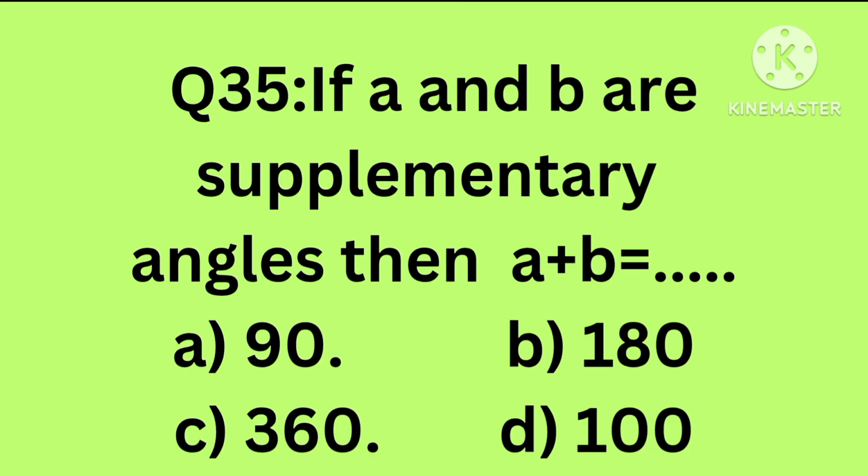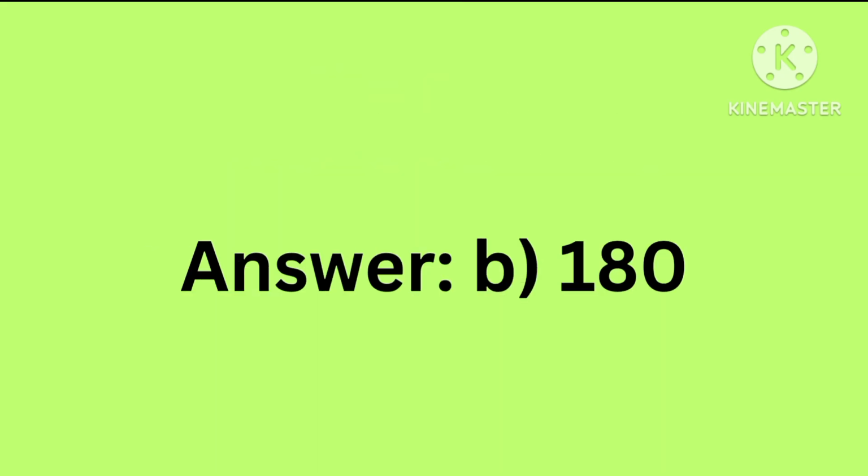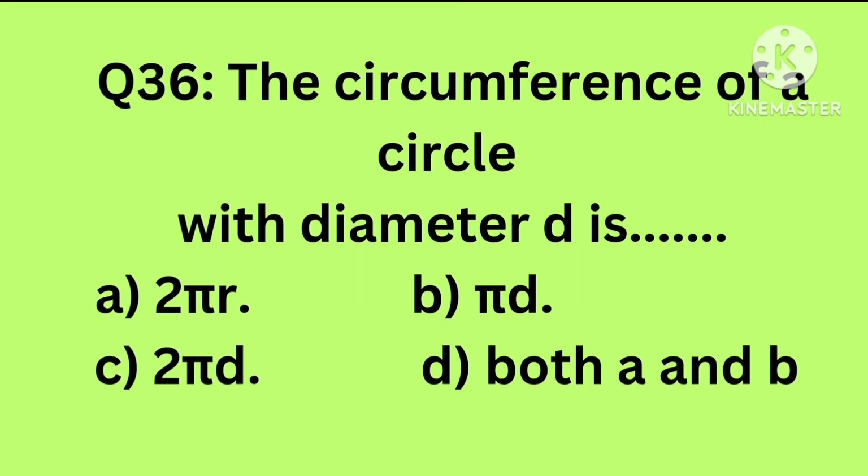Question number 35. If A and B are supplementary angles, then A plus B is equal to 90, 180, 360, 100. By the definition of supplementary angles, any two angles whose sum of measurements is 180 degrees are called supplementary angles. If the sum of the measurements of any two angles is 180 degrees, then they are called supplementary angles.